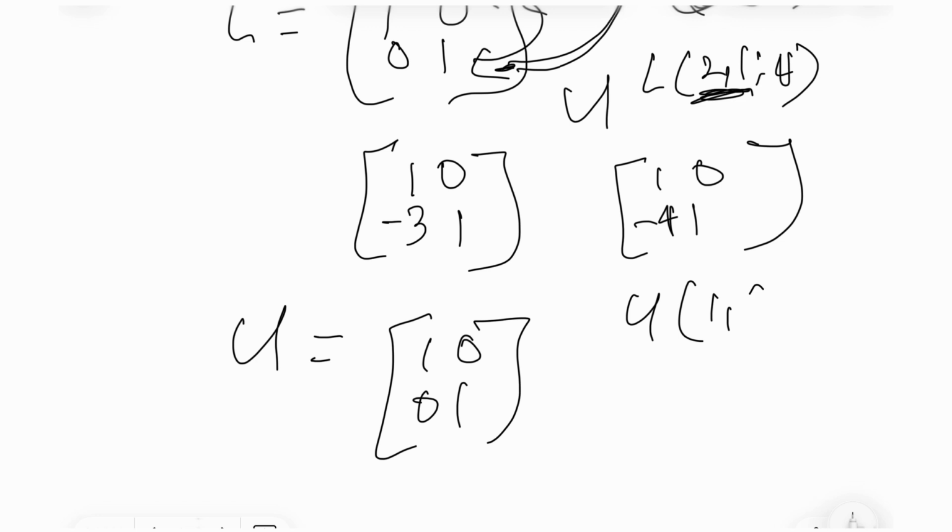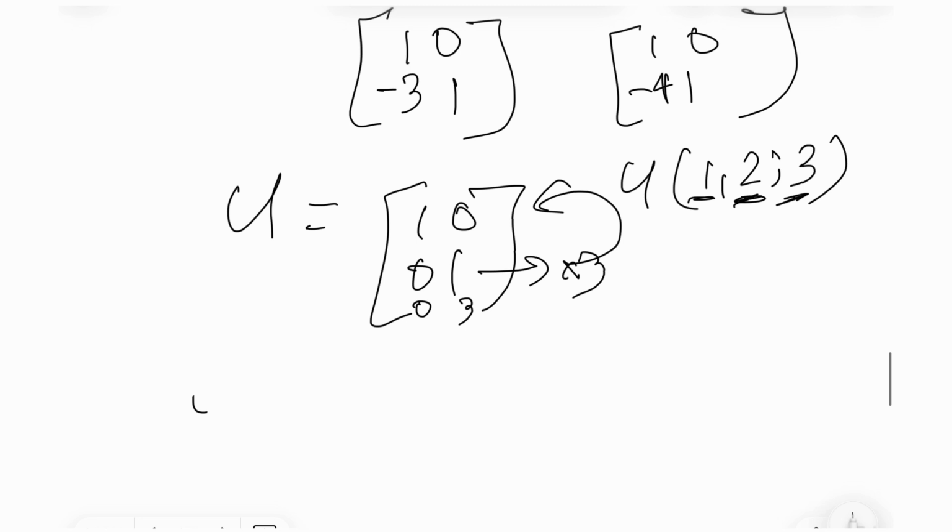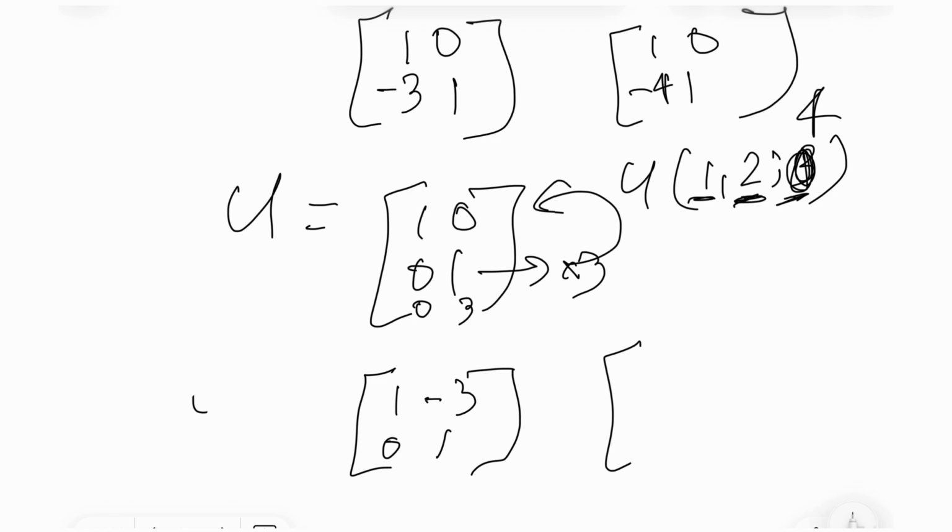Let's try U, 1, 2, 3. What am I doing? Taking the second row, multiplying by 3. Second row, multiply by 3. 0, 3. Subtract it from the first row. What will I get? 1 minus 3, 0, 1. I'm guessing you can probably tell if we change this to 4, what are we going to get? Without even looking, right? We just converted these operations into a matrix.